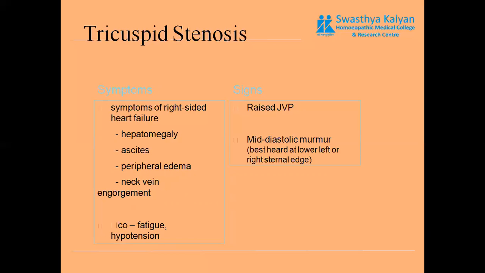Now, it is quite understood why fatigue is present. This fatigue is present due to reduced cardiac output, and hypotension is also present as cardiac output is less. Some signs like mid-diastolic murmur, which is best heard at the lower left or right sternal angle, and raised jugular venous pressure are also a sign.